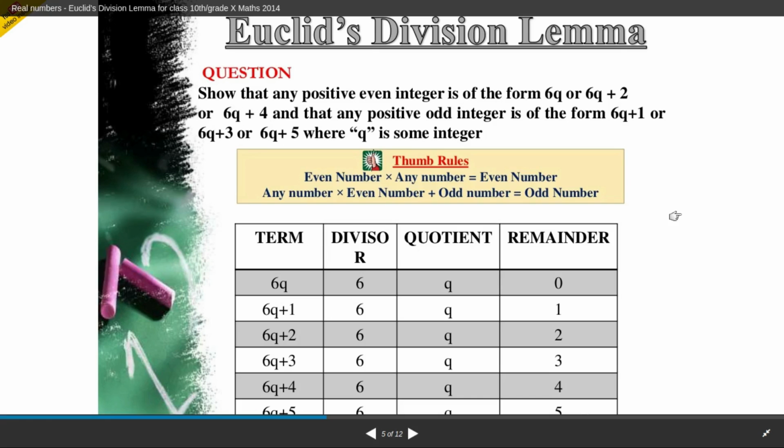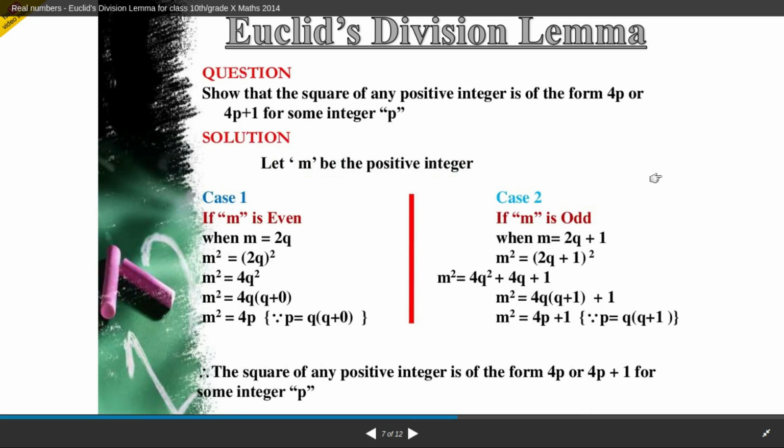Turning to the second problem, go through this thumb rule again, because the whole problem is dependent on this thumb rule. So what will be the third problem? See here. Show that the square of any positive integer.